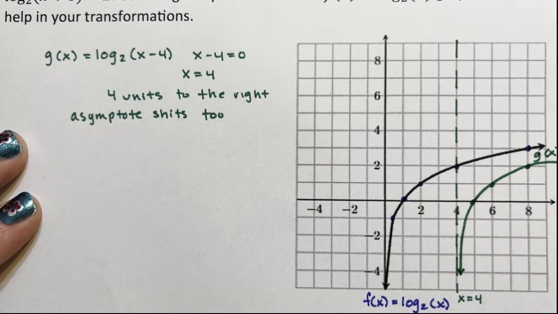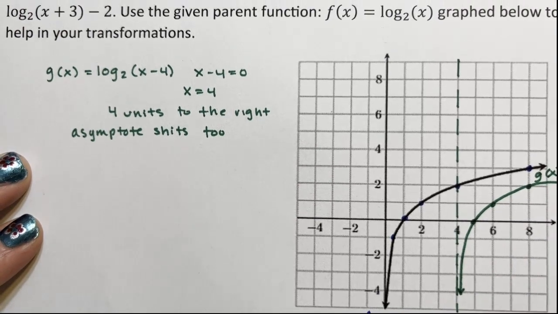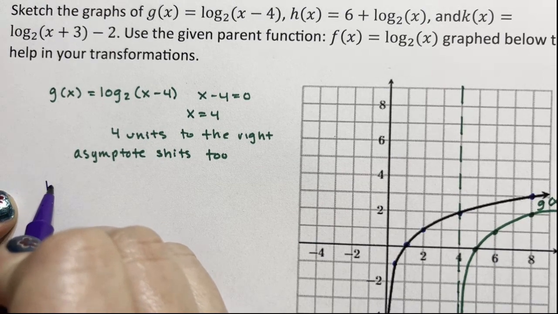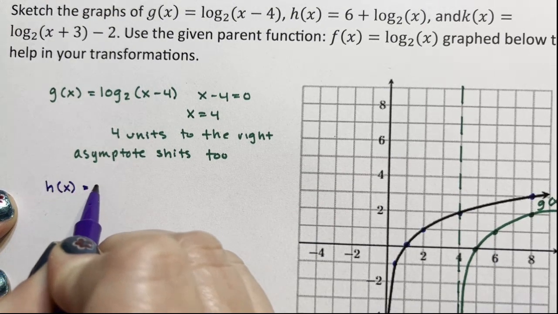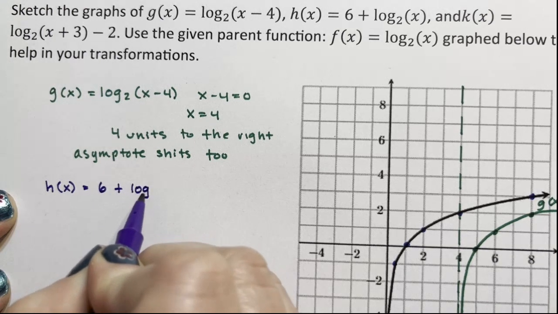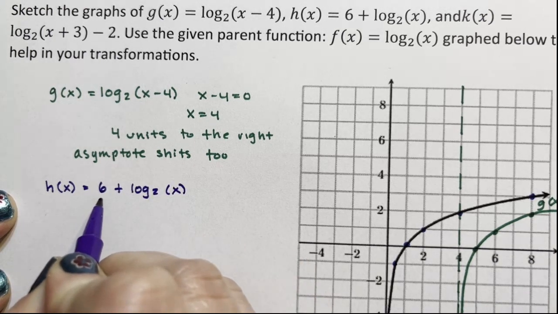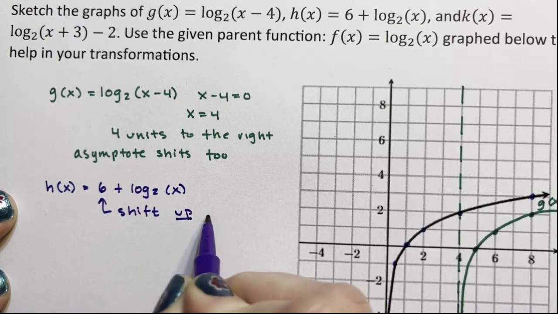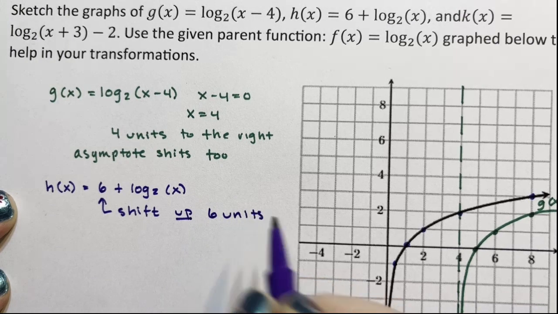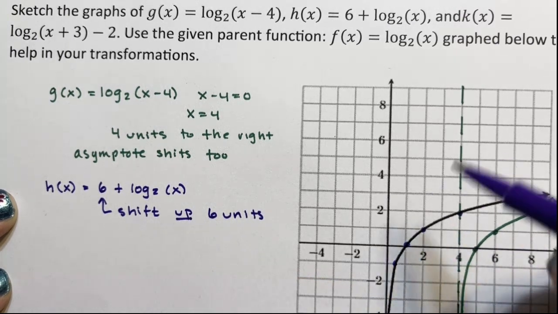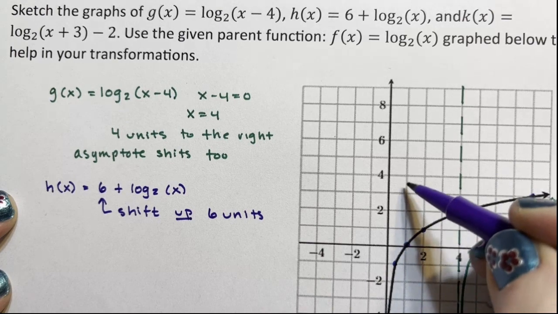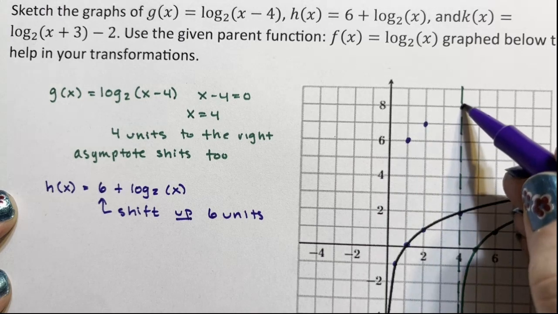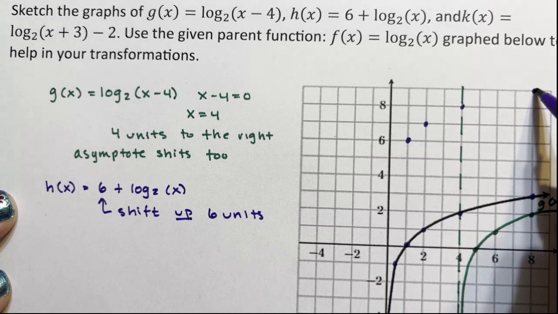All right, so the next graph that we need to sketch, it says h of x, and I'll bring it down here so we can read it more clearly away from the paragraph, is 6 plus log base 2 of x. Now, the 6 means that we shift up 6 units. So again, I have all of these points I can move. So this one comes up 6 units, 1, 2, 3, 4, 5, 6. This one comes up 6 units. This one comes up 6 units. This one comes up 6 units.